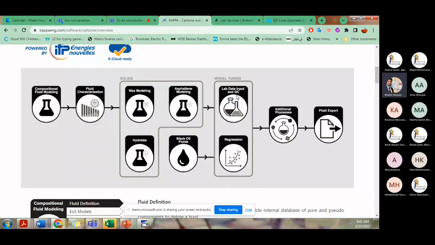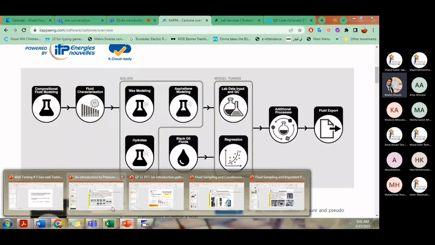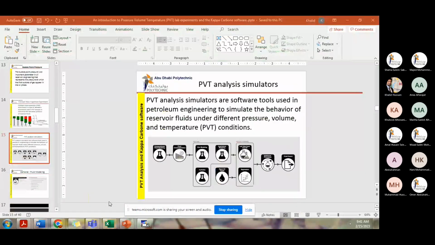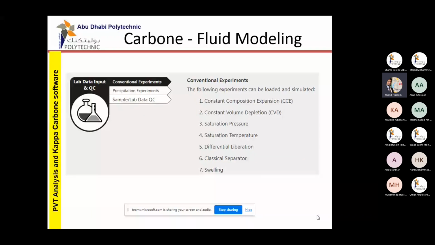So let's see how we can do it. I'm just giving you the introduction of how it will work. So let's move forward. For example, we can run this experiment in the lab, and then we can also simulate this experiment through the simulator. So the first experiment is constant composition expansion. What is the benefit of this?